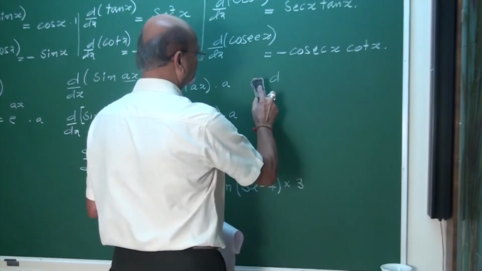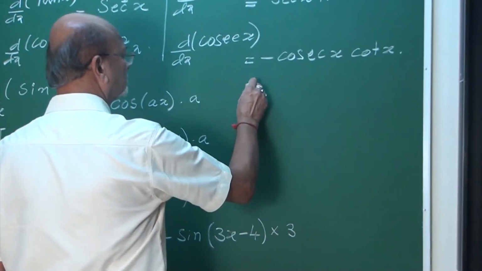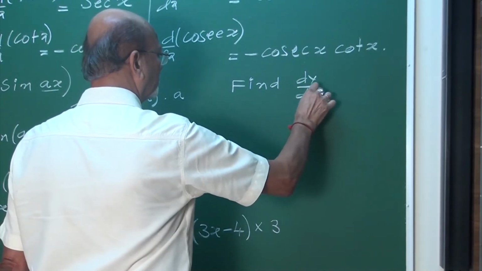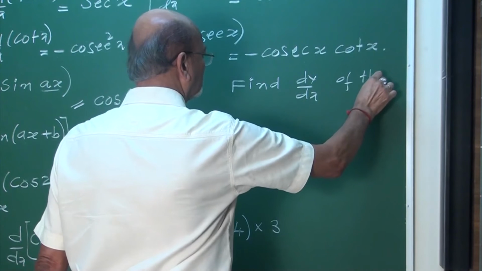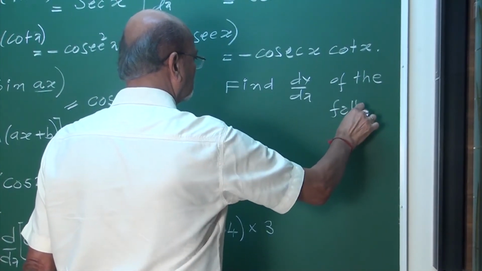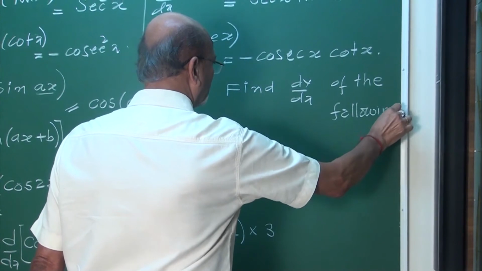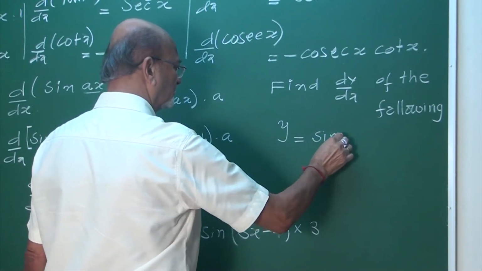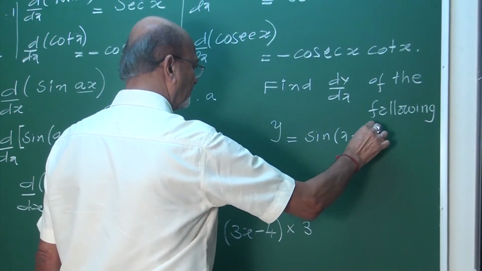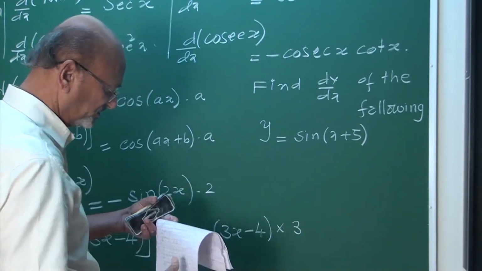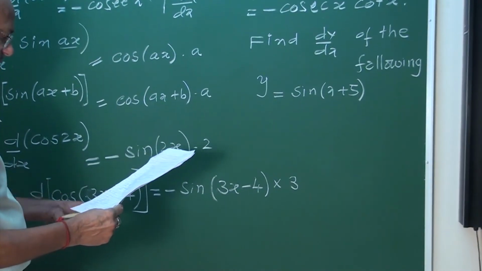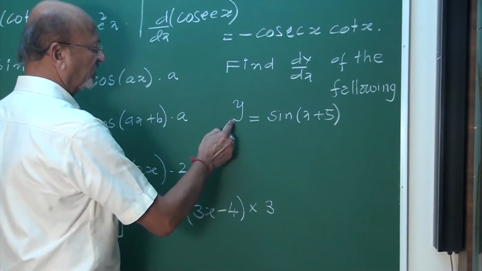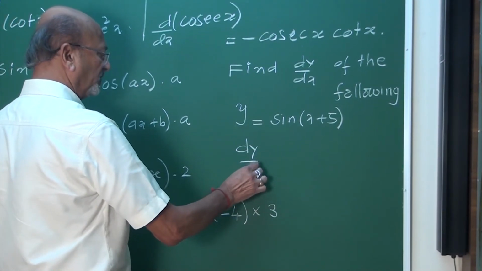I write like this. Find dy by dx of the following. Yes, my friend, this is in your book. y equal to sine x plus 5. It is a 1 mark question, and it has appeared in the question paper also. Tell me, my friend. Dy by dx. Derivative of y is dy by dx.